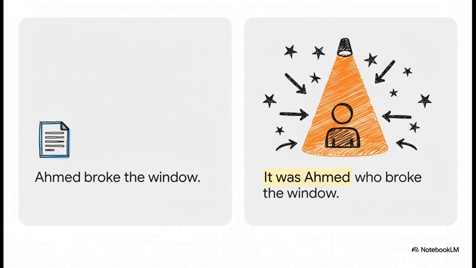Just look at the difference here. Ahmed broke the window becomes it was Ahmed who broke the window. Whoa! Suddenly there is zero doubt. All the focus is on Ahmed. We're not just stating a fact anymore. We're making it clear it was him and not his brother, not the neighbor. That is the power we're talking about.